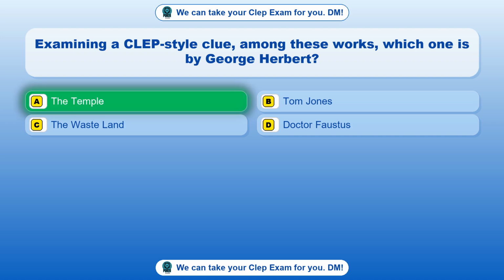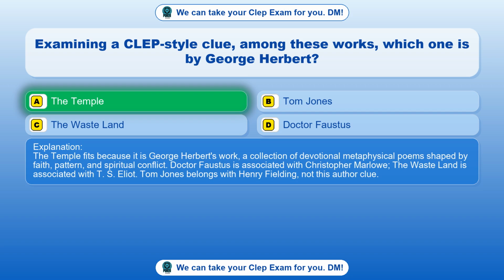The Temple. The Temple fits because it is George Herbert's work, a collection of devotional metaphysical poems shaped by faith, pattern, and spiritual conflict. Dr. Faustus is associated with Christopher Marlowe. The Waste Land is associated with T.S. Eliot. Tom Jones belongs with Henry Fielding, not this author clue.